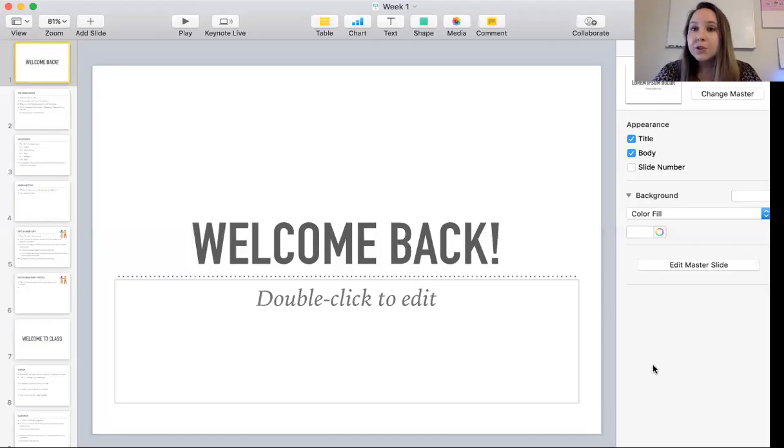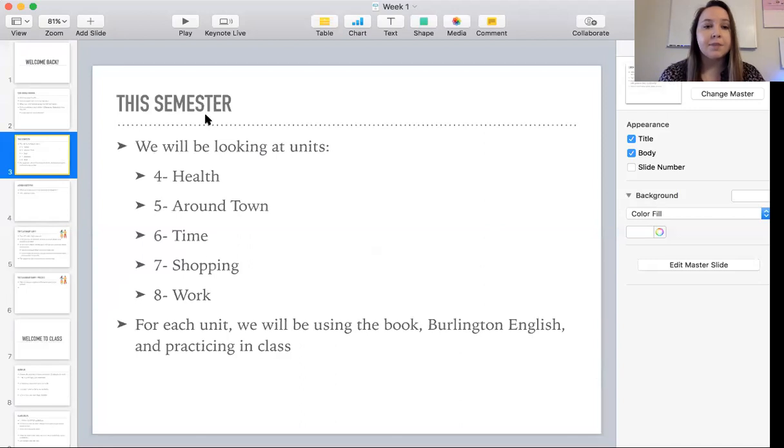So this week, the majority of what we did was talk about what the class was about, give you an idea of what is coming this semester, and then begin our first unit. So let's take a look at this unit. First, to give you an idea of what we're going to be doing this semester. This semester will be about 5 units long. So we have health, around town, which talks about the community, time, shopping, and work.